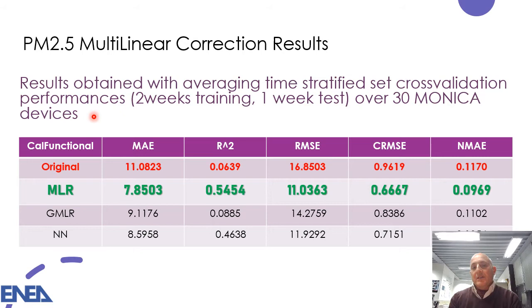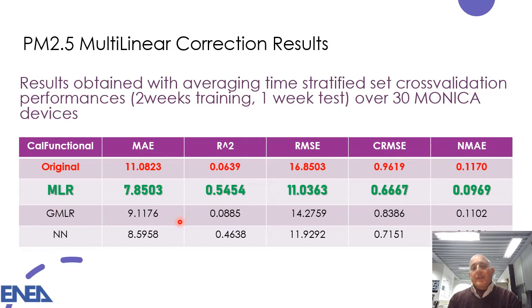So what you see here on the rows are the results obtained by the original calibration, the results obtained by multilinear regression, then the generalized multilinear regression, which some of you may already have encountered in different works that they have performed, and a simple shallow neural network, so something in a neural architecture which is very simple, just one hidden layer, it's not a deep architecture, but it's something that can be very effective in our scenario. And here you see the different set of indicators that we have used.